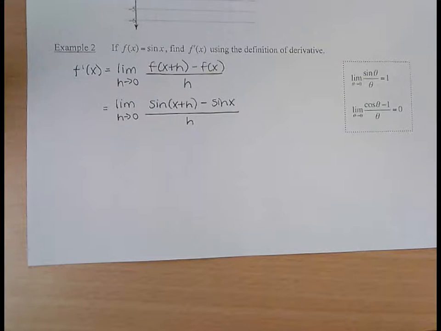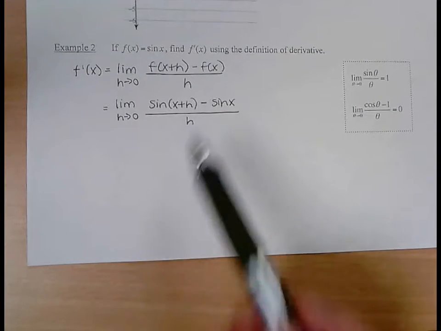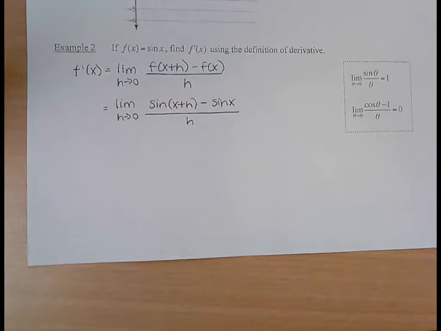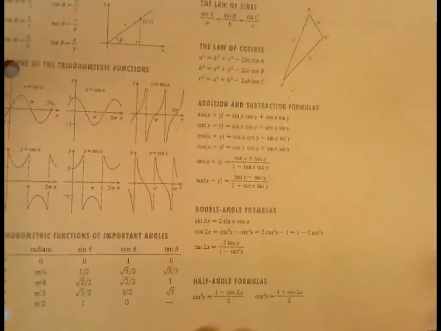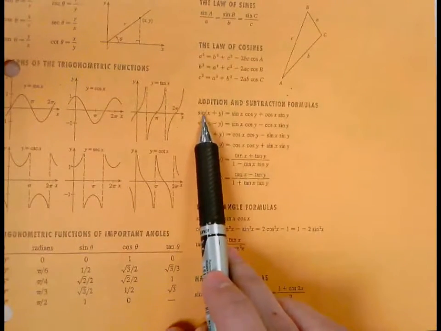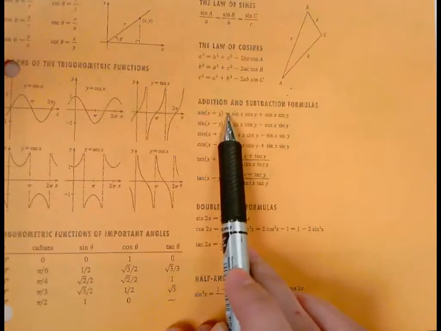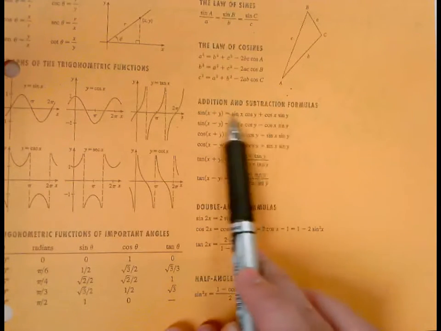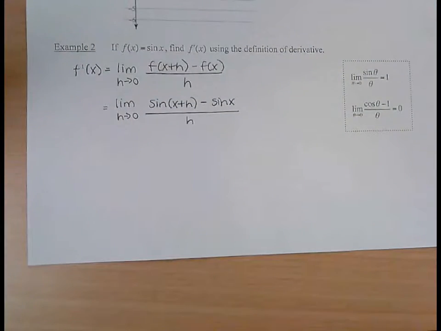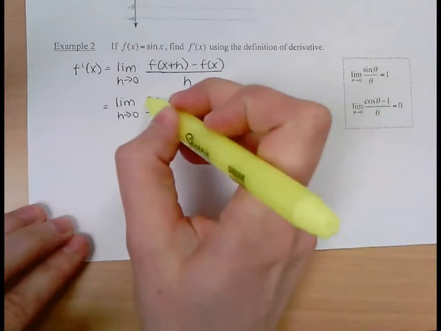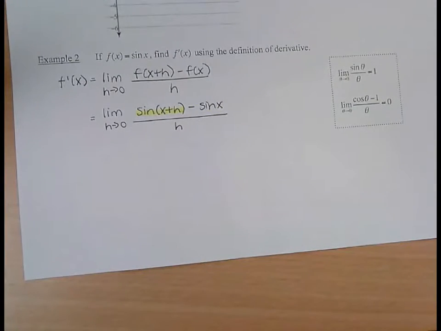And now remember, if I have sine of x plus h, it's not sine times x plus h. Sine is not something I can distribute. So this is where we are going to use a trig identity on this sheet. If you look under the addition and subtraction formulas, we're going to use the first one. So rather than having sine of x plus y, we have x plus h. But we're going to set it equal to this. We're going to use that in our proof. So I'm going to rewrite sine of x plus h using that trig identity.